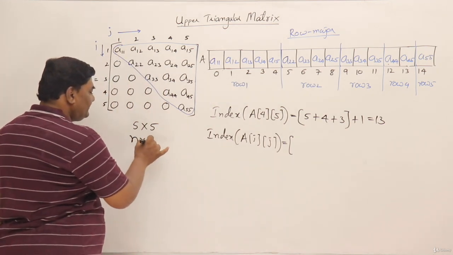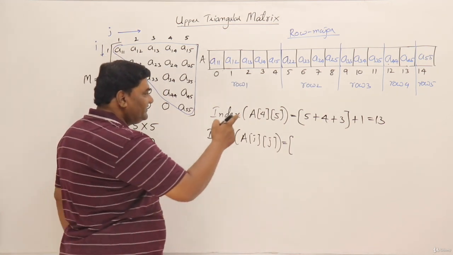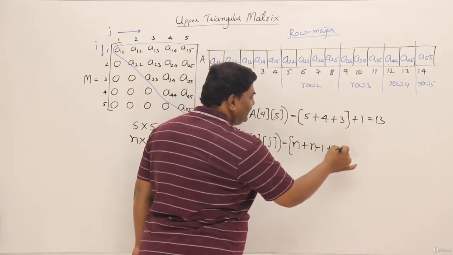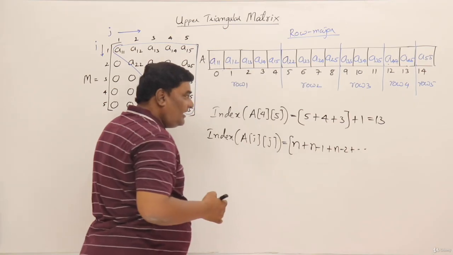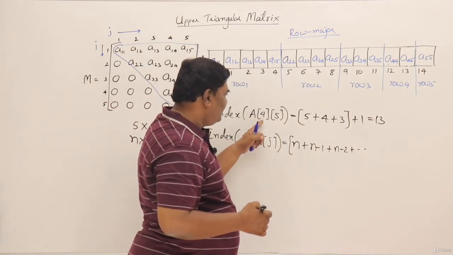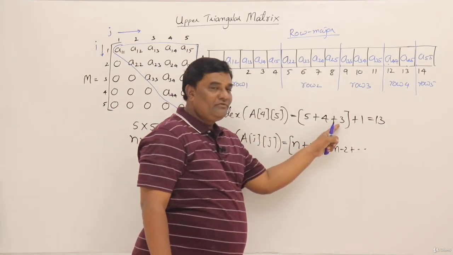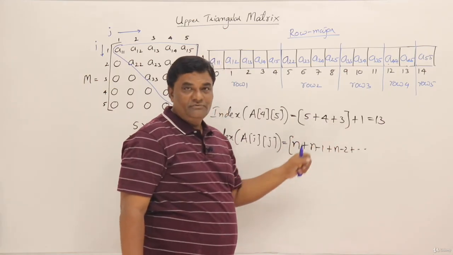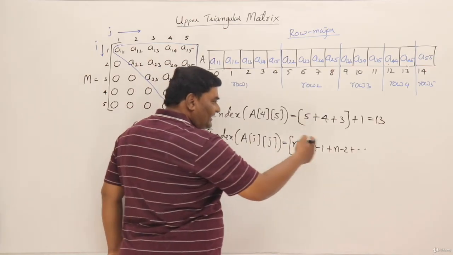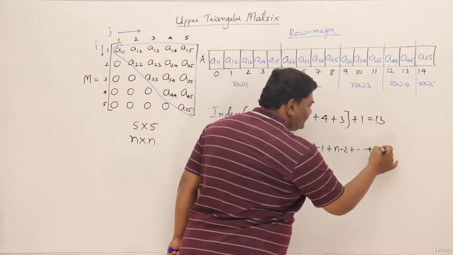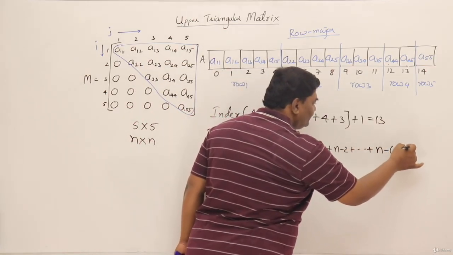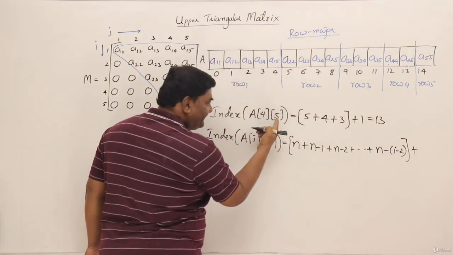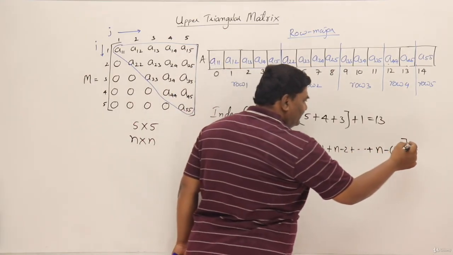This is a dimension n cross n, or n by n. So this is n plus n minus 1, then plus n minus 2. This goes on reducing up to what? See, this was 4, so this was 5 minus 1, 5 minus 2. So this should go up to n minus of i minus 2. Then outside this, see, this is 1, so this is 5 minus 4, j minus i.